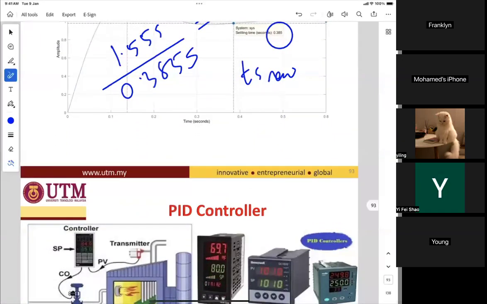Okay, so we stop here. So we have a break of about 15 minutes. Okay, 15 minutes break. Rehat sekejap. Boleh? Boleh rehat sekejap? Rehat sekejap.